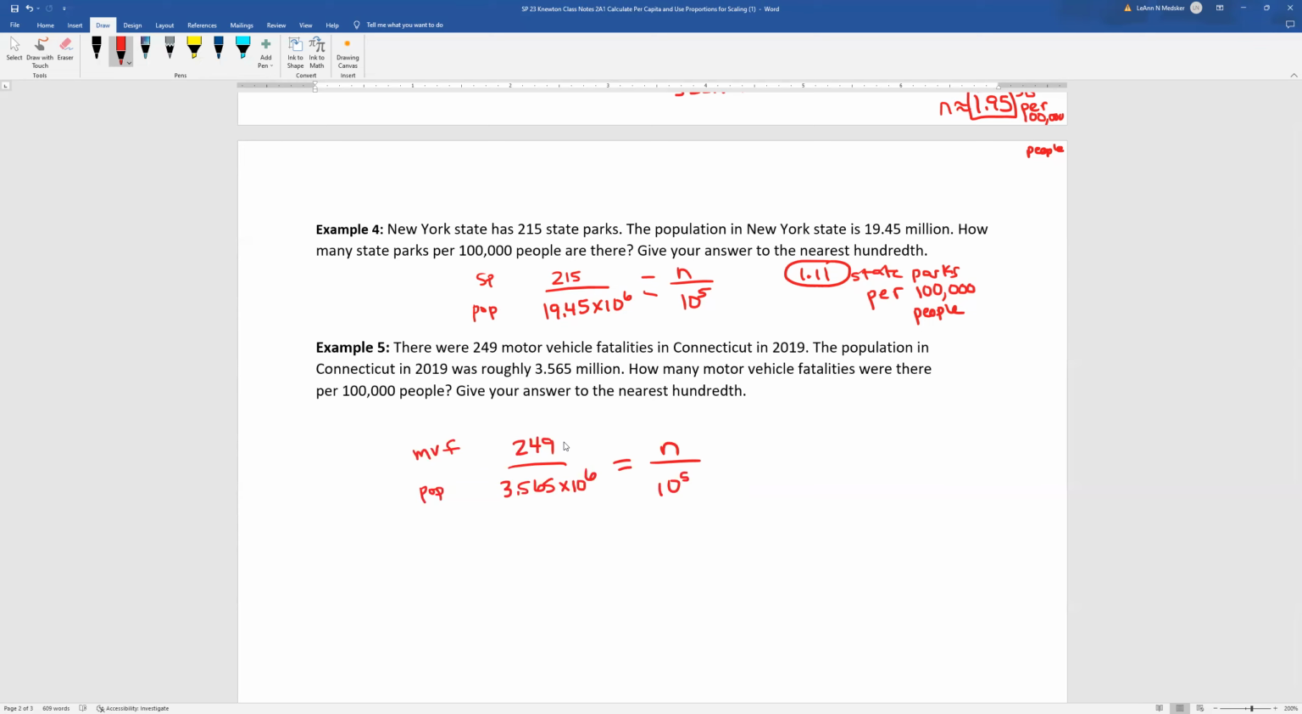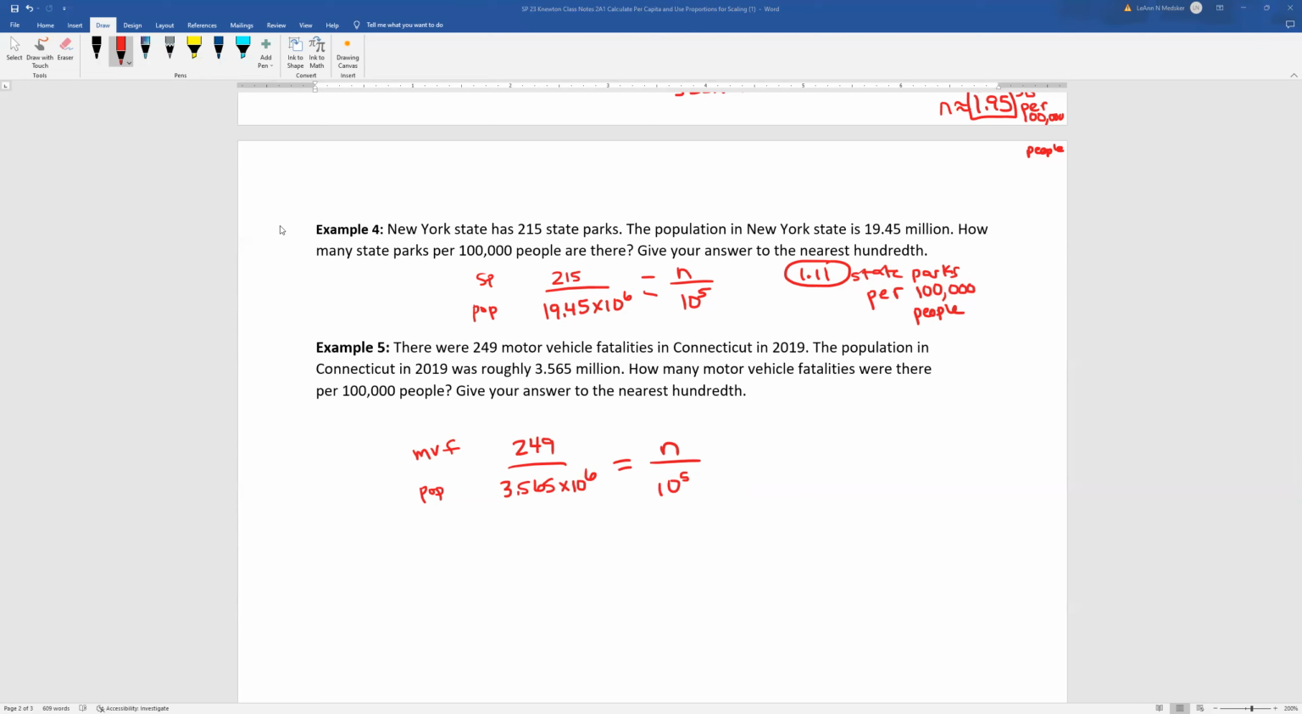If I was doing 10,000 people, I'd be doing 10 to the 4th. So be aware of that. It's not always 10 to the 5th unless you're always doing 100,000. If you're doing a million per 1,000,000 people, you'd have 10 to the 6th. If you're doing 10,000 people, you'd have 10 to the 4th. So if you want to use that shortcut for scientific notation, that's fine. Just make sure you count the appropriate number of zeros that they told you.